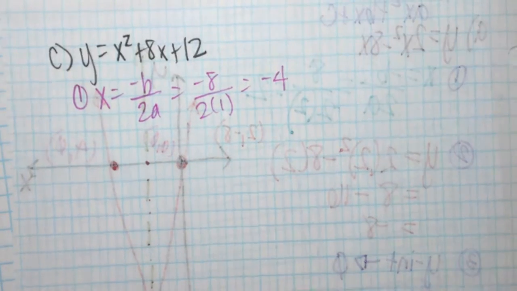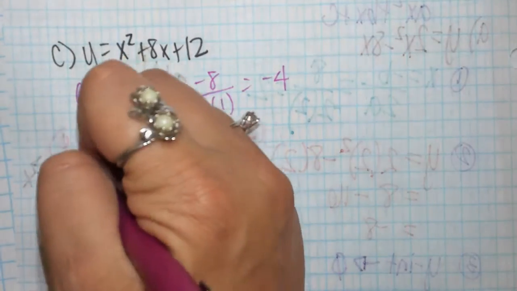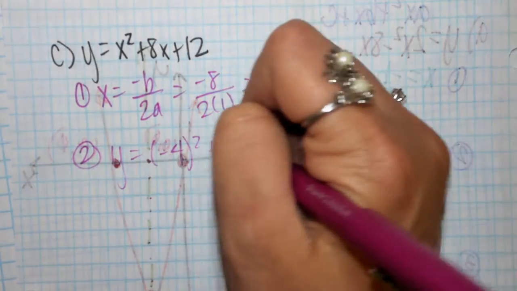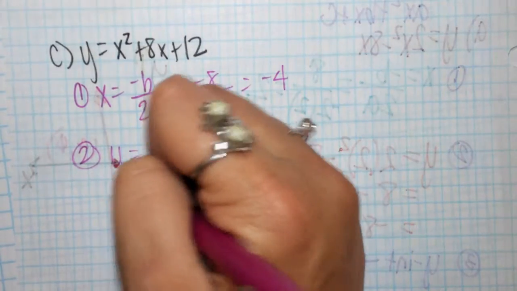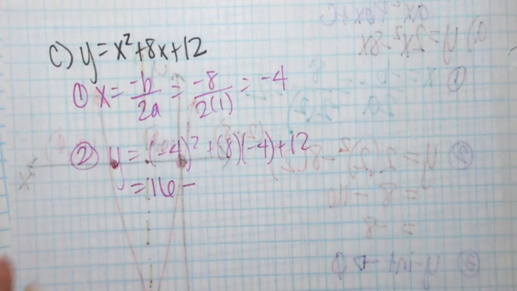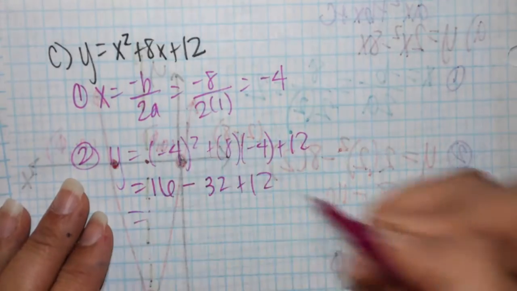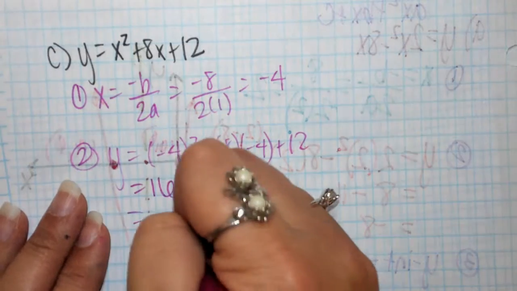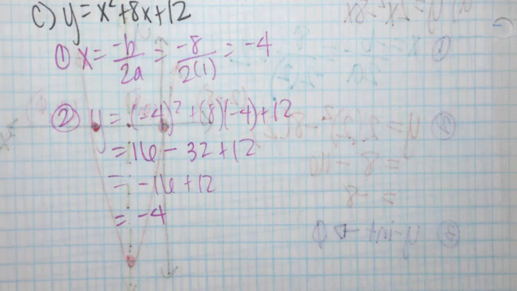I got -4 from the axis of symmetry. Did y'all get that? Okay, so for step 2, when you plug it in, -4 squared plus 8 times -4 plus 12. Alright, so that's 16 minus, what's 8 times 4? 32? Yeah. Plus 12. 16 minus 32 is -16. -16 plus 12 is -4. What are y'all doing that you get 64 and 72? What's happening? I put -16.